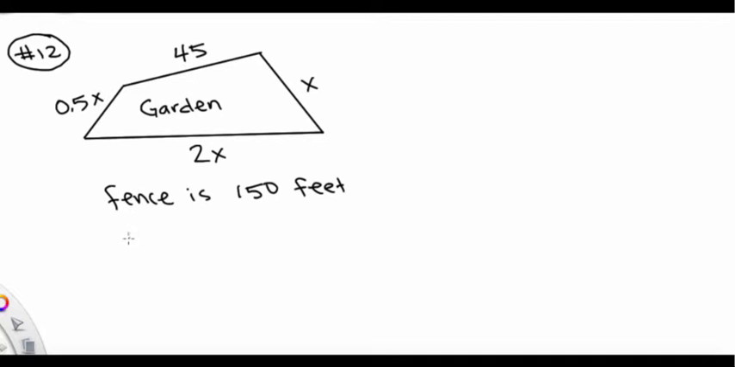So we can set up the equation as follows. We can say that 150 is equal to the rest of the side lengths, which is just 0.05x plus 2x plus x plus 45.